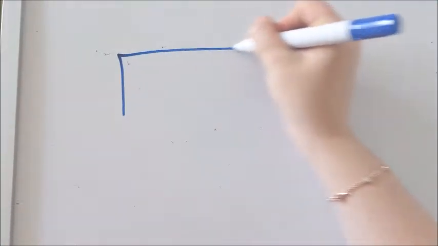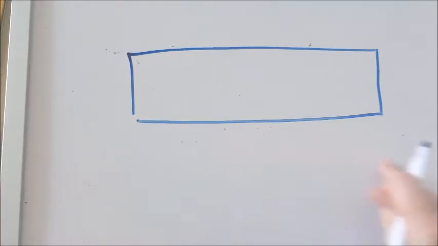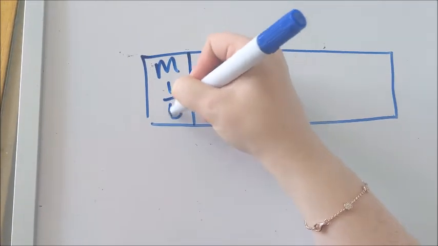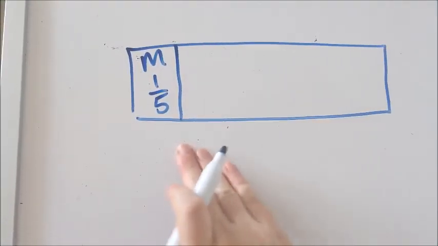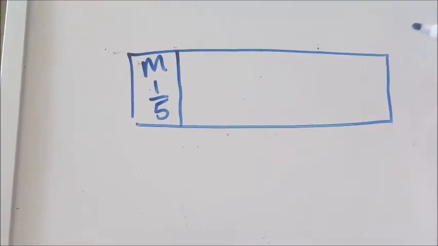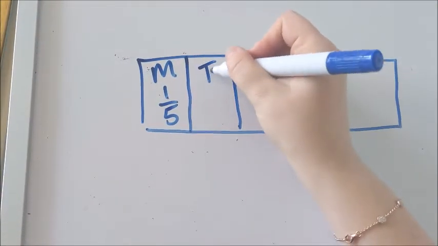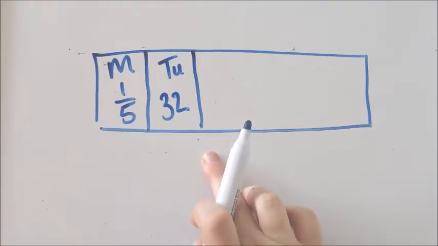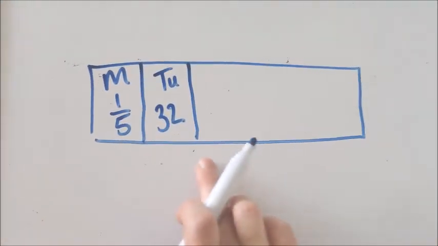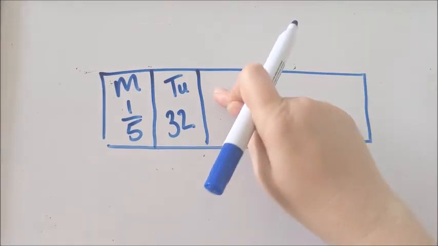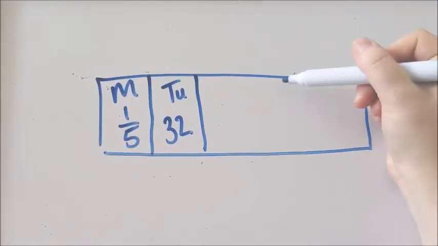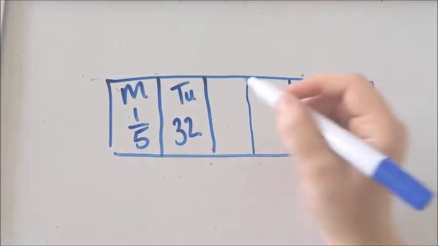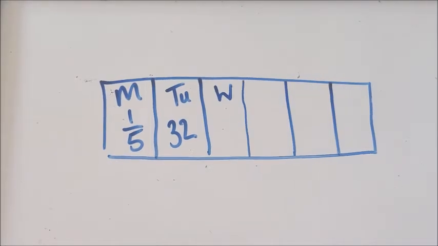So if you draw out your bar, this represents the total number of pages. If we look at Monday, Monday is 1/5. Right now we can't really do anything with that, so we'll go through the rest of the days and come back to this at the end. On Tuesday, we know that she reads 32 pages. And then Wednesday, we know she reads 1/4 of the remaining pages. So what you need to think about here is, well, if she reads 1/4, the rest of this would be 3/4. So all we need to do with the rest of the bar is split it into quarters and put Wednesday in the first one.